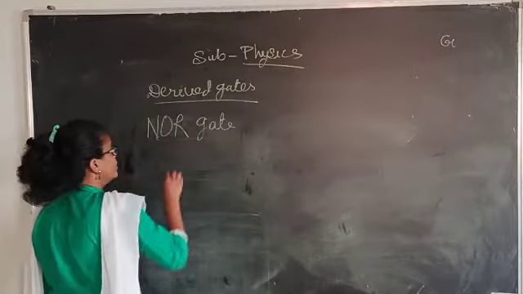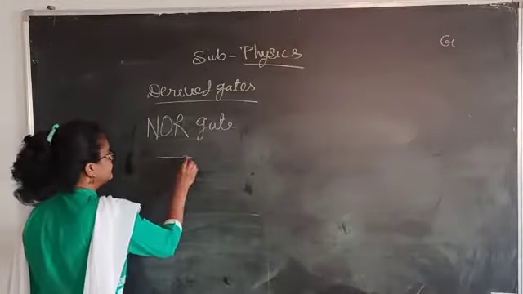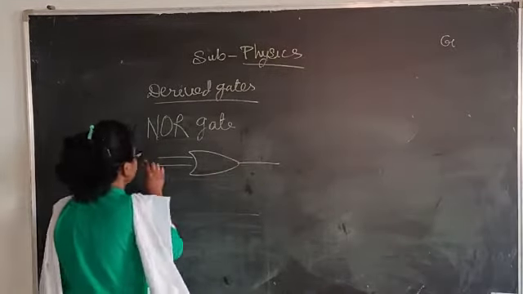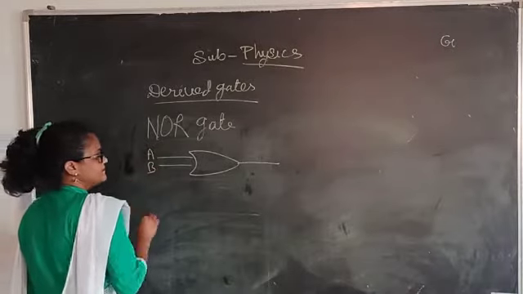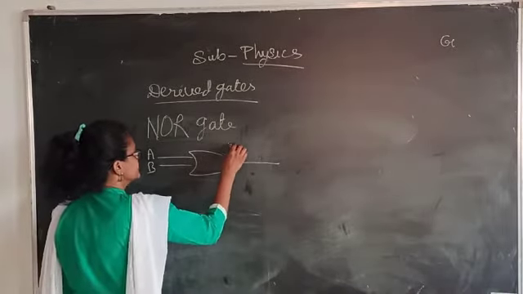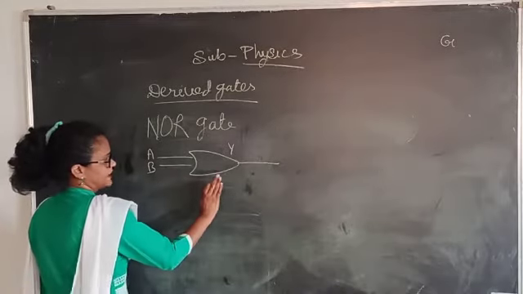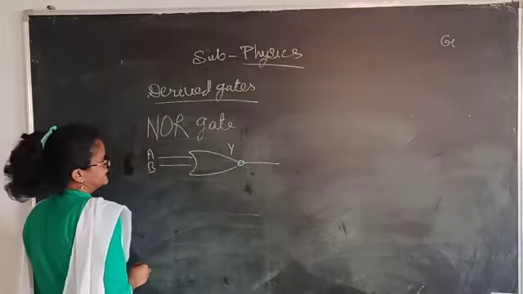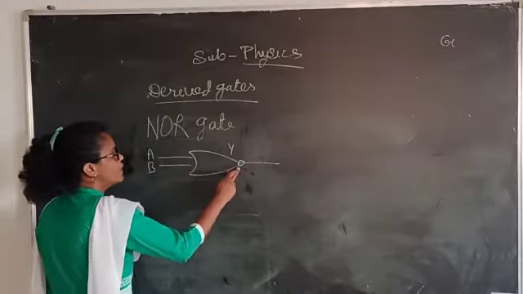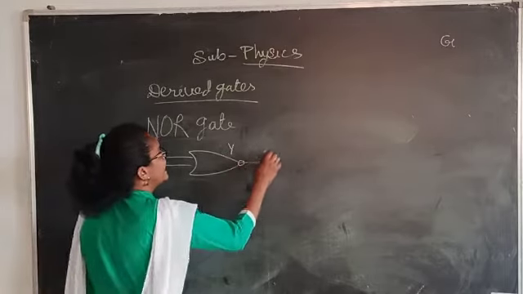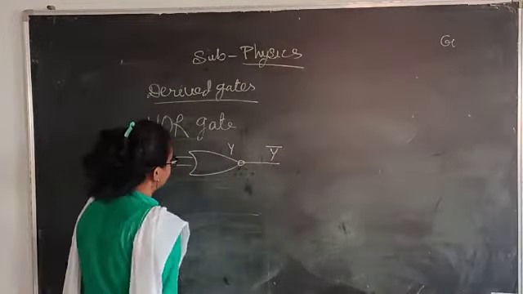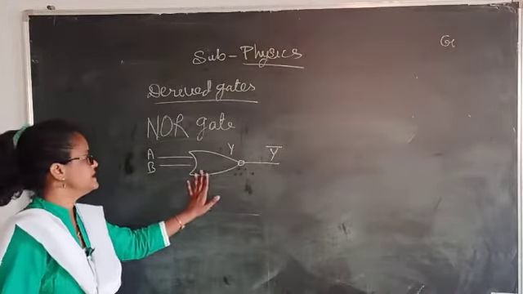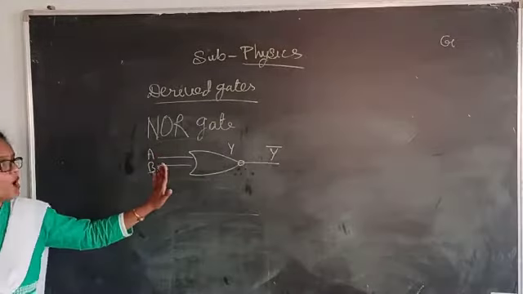NOR gate. Okay, we all are familiar with the OR gate. This is your OR gate, isn't it? Symbol, input A and B, and this is Y. This is your OR gate. But if you put a negation over here, a bubble over here, this bubble turns your OR gate into a NOR gate, and we can write your output as Y bar.